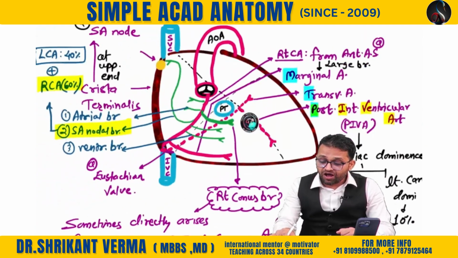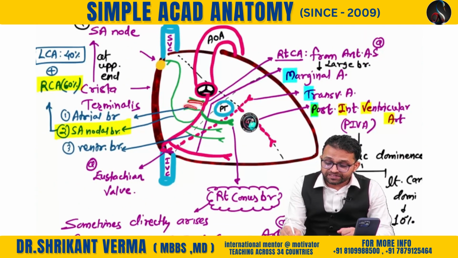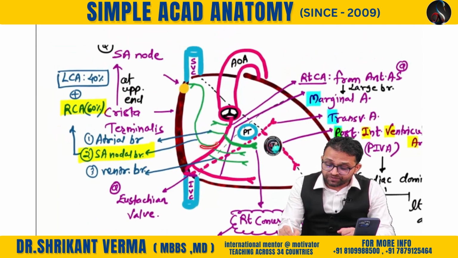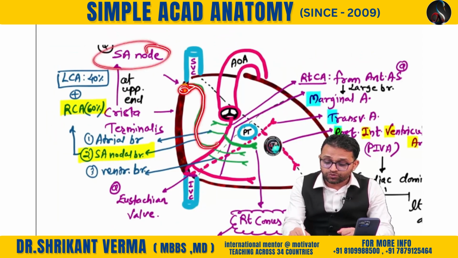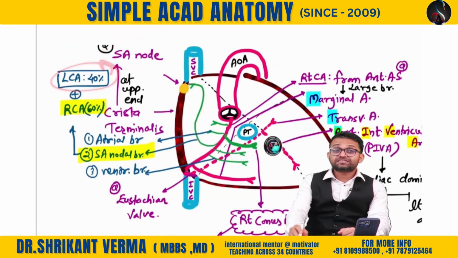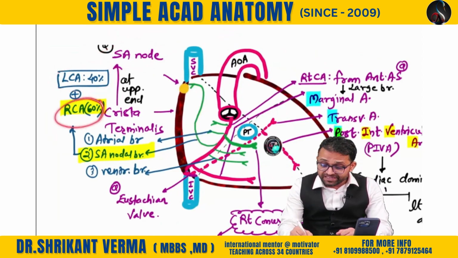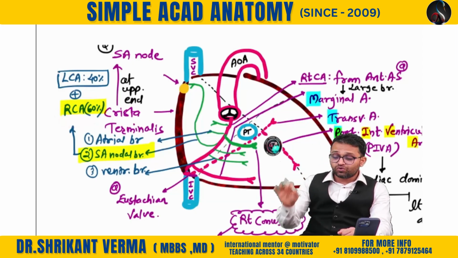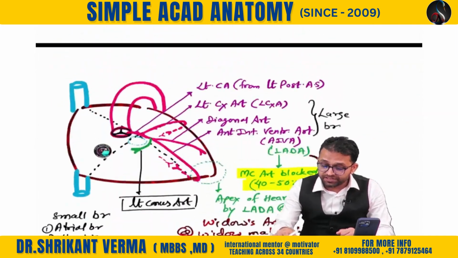There are minor branches also, the atrial branches, the ventricular branches, but there is one bigger atrial branch which supplies the SA node. In 40% of cases the SA node is supplied by the left coronary artery, but mainly it is supplied by the right coronary artery. Now try to understand this one.